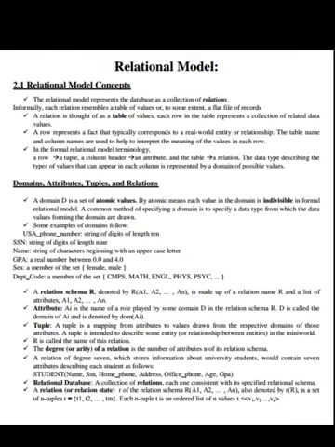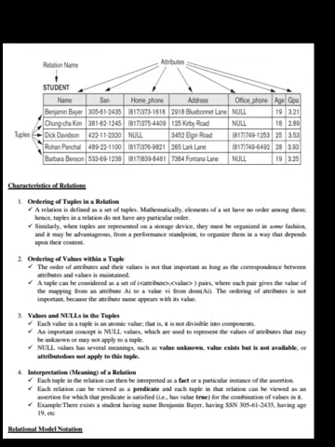A relation or relation state r of the relation schema R(A1, A2, up to An), also denoted by r(R), is a set of n-tuples, r = {t1, t2, up to tm}. Each n-tuple is an ordered list of n values, t = <v1, v2, up to vn>. See the figure here. Characteristics of relations.